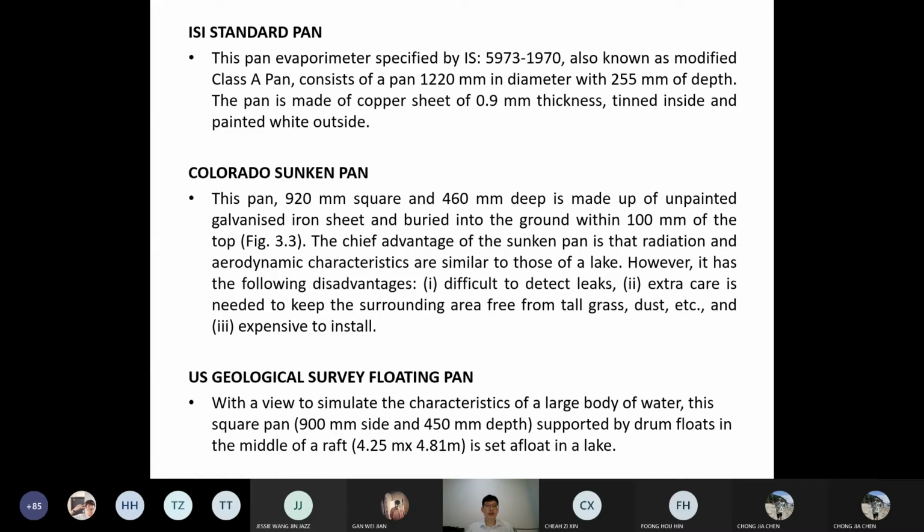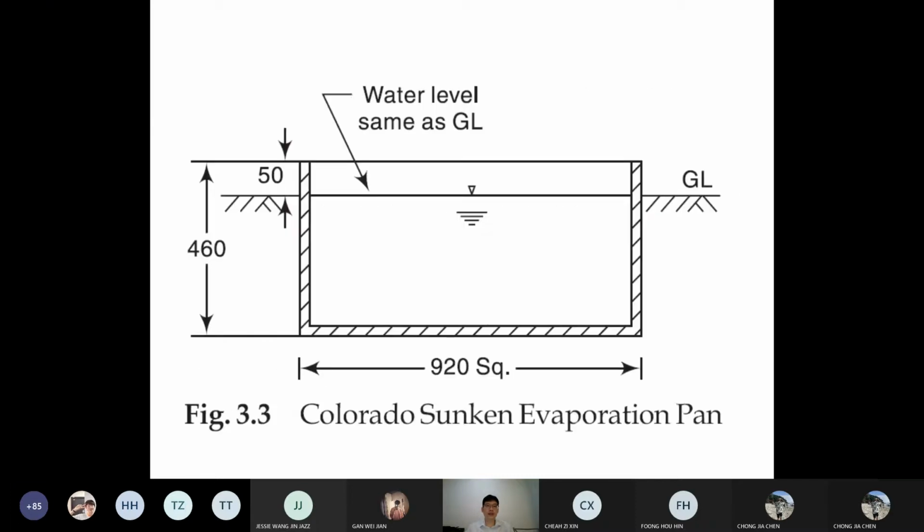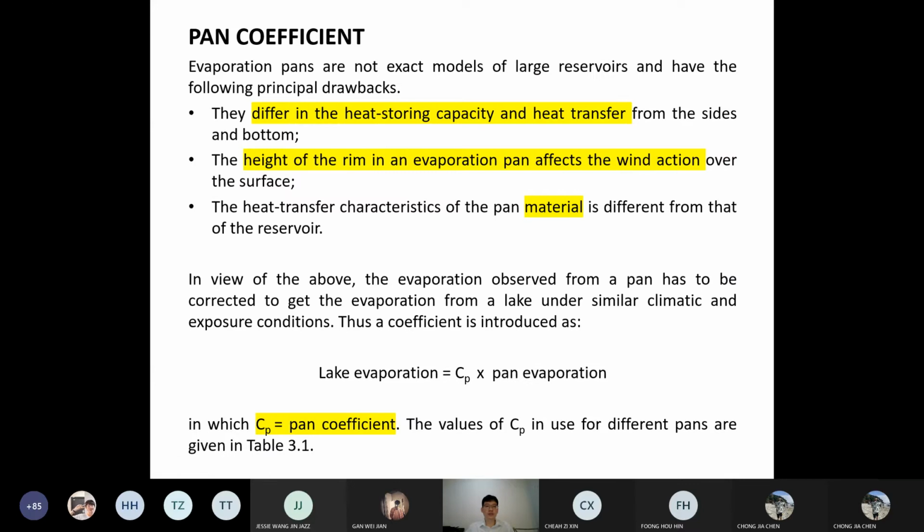Colorado sunken pan: this pan, 920 mm square and 460 mm in depth, is made of unpainted galvanized iron sheet and buried into the ground within 100 mm of the top. So that's another type of pan. You can see that ISI standard uses this kind of pan, and we have different standards as well. But the first one is the common standard. Sometimes different agencies want to have their own standard, so there is another kind of pan with a slightly different method to do the calculations.